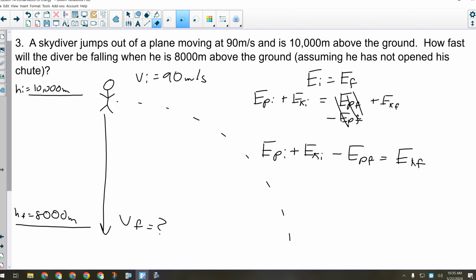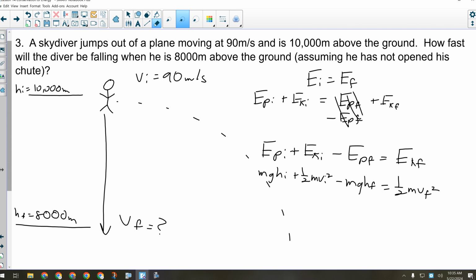Okay, so I've done that little bit of manipulating. Now I'm gonna put the formulas in and get my final manipulation done. So m times g times h initial plus 1/2 m v initial squared minus m g h final equals 1/2 m v final squared. Is m in every term? Was I ever told the mass of the skydiver? Does the mass of the skydiver even matter?